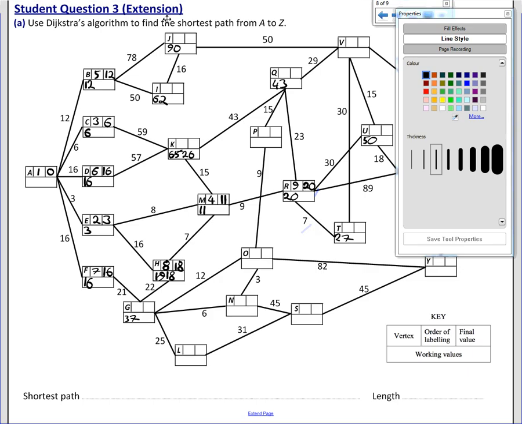Now we literally take a step back and look at all of the unconnected vertices and we pick the lowest number. T being the 27 is possibly the lowest, but no, it's not K. You've got to check everyone. K being 26 is the next lowest. That's not beaten by anything. So we'll go to K next. That's going to be the 10th.